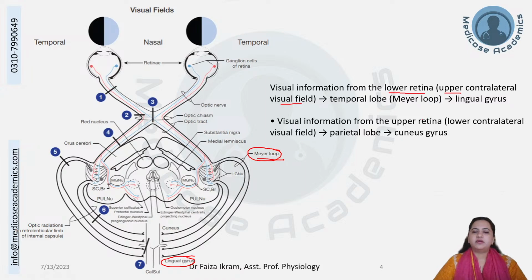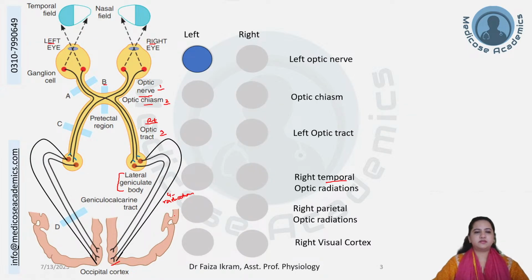Whereas the retinal fibers from its upper half, representing the lower field of vision, move through the parietal lobe and end at the cuneus lobe of the visual cortex. So one more thing that happens here is that the upper and lower field of vision is also demarcated at the level of the optic radiations. Once they reach the optic cortex, the right optic cortex will be representing the temporal half of the right eye and the nasal half of the left eye.